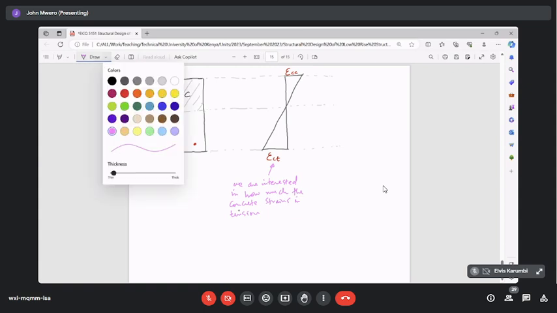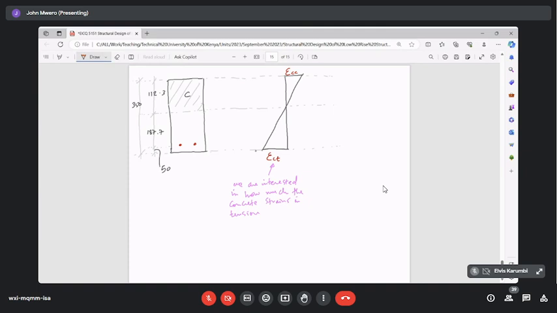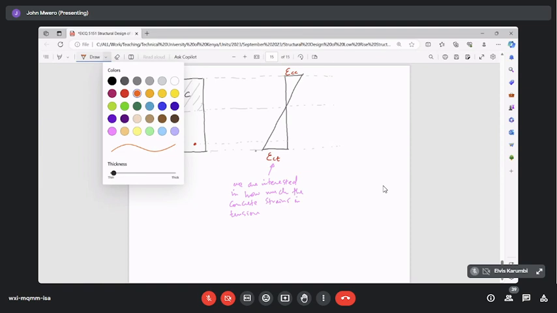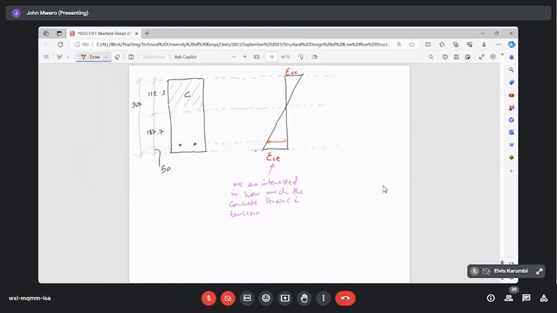Now, just to remind you that we have calculated a few minutes ago successfully this value here. This is its strain in steel. We've calculated it as 1.19 times 10 to the power negative 3.